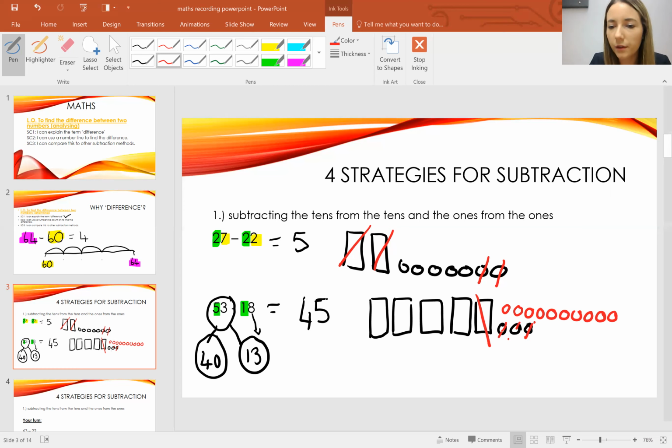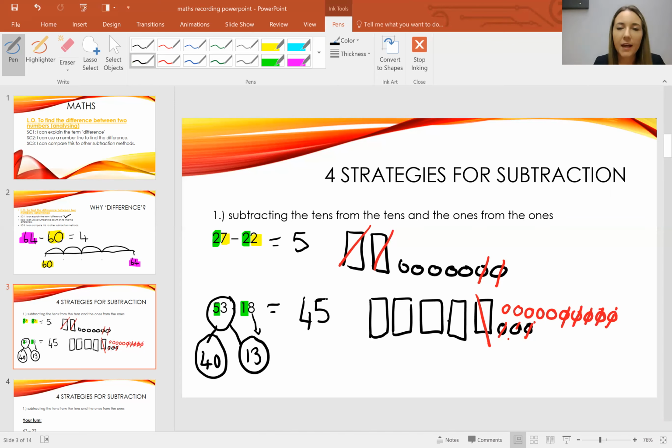1, 2, 3, 4, 5, 6, 7, 8. And now I need to take away the 1 from the tens column. Oh, can you spot my mistake? Well done. I already had subtracted the 10, didn't I? So I've subtracted 1 10 too many. That's why it's always really important to check what you're doing, to have another go again, double check.